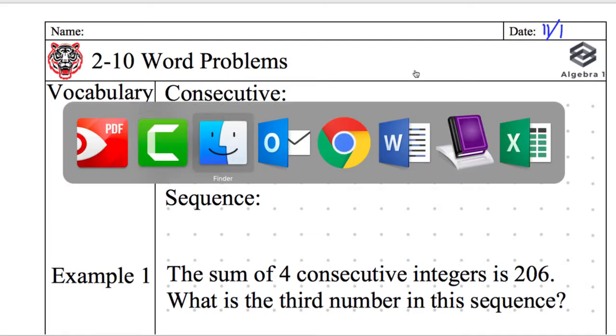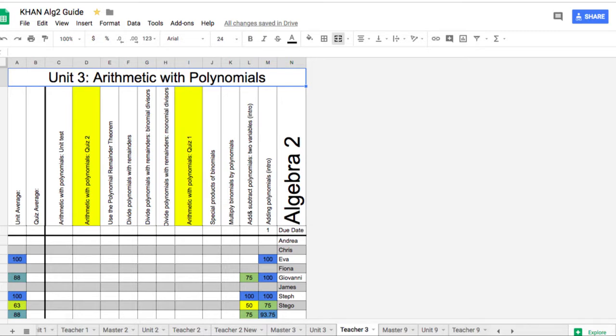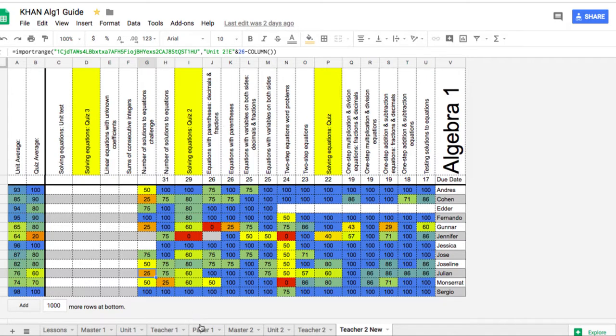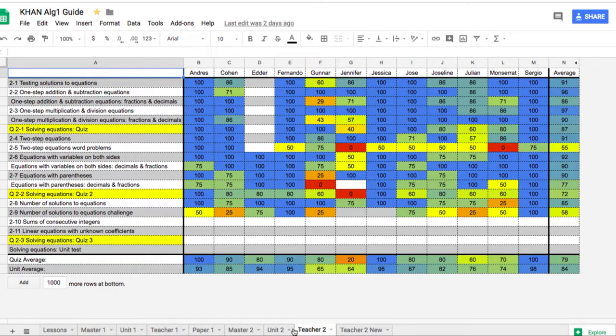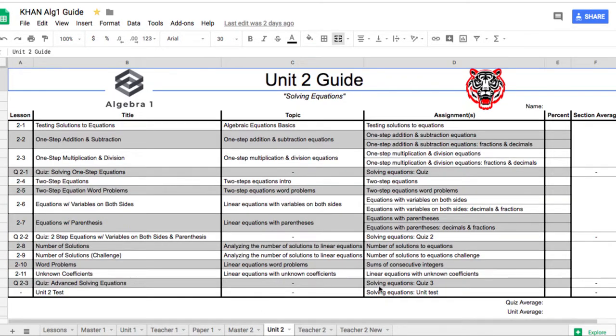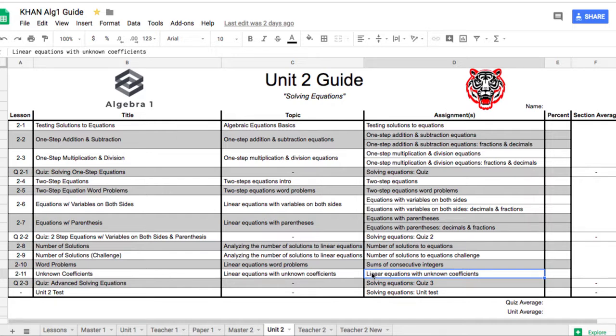I just want to show you guys where we're at with our unit guide. We have one more lesson left. We have 2-11, so tomorrow, Friday, is going to be 2-11, and then Monday we have a quiz, and then Tuesday we have a test. So we are almost done with the unit. We are really, really close to being done.